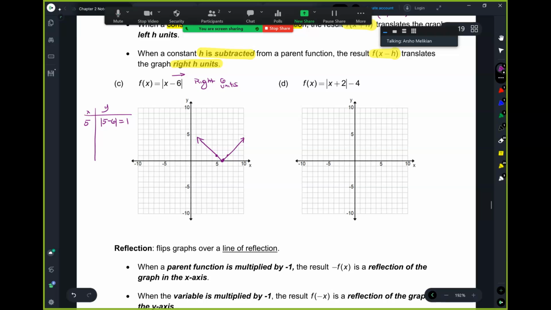Okay. Oh, look at this next one. Where does this next one move? Where does the +2 move it? Left 2, down 4. Left 2, down 4. Good.